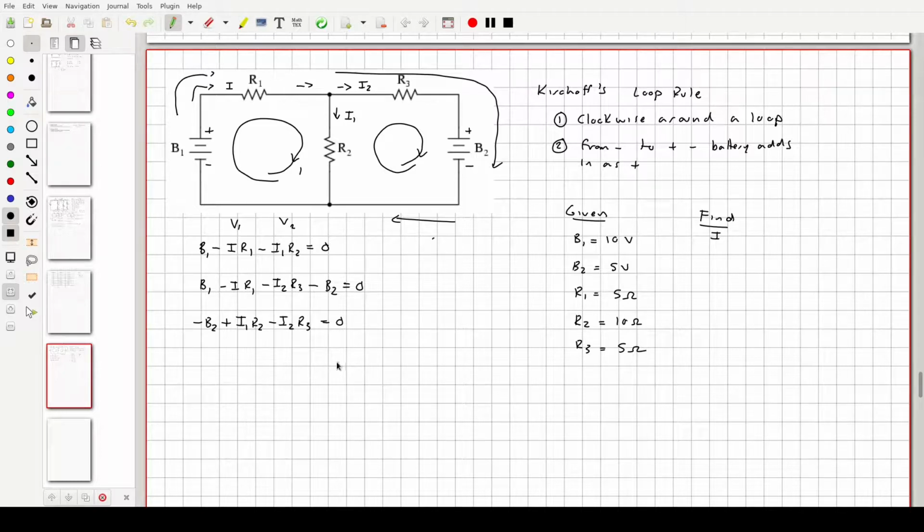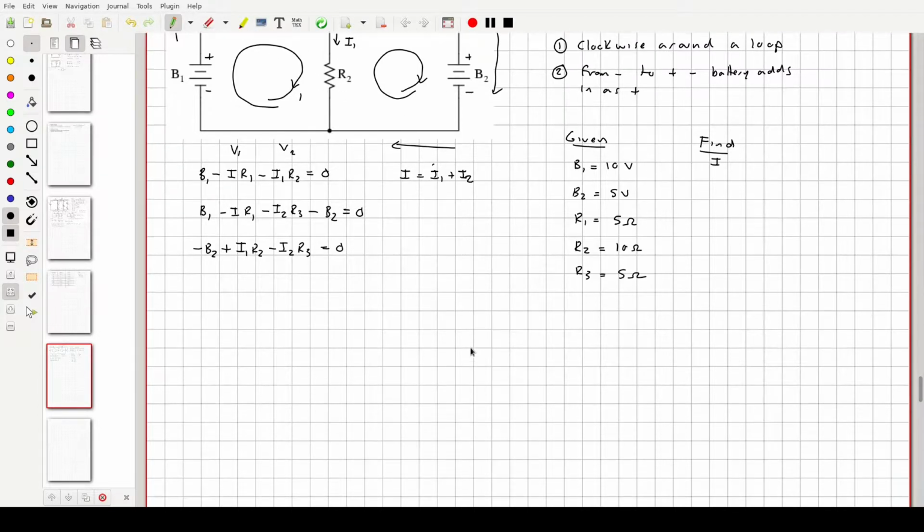Again, it's up to you how you want to do this. I see a relationship between I1 or I and I1 here. I have a relationship between I and I2, a relationship here between I1 and I2. And let's not forget that as per conservation of charge, I is going to equal I1 plus I2. So that's an established understanding with respect to how these junctions work.